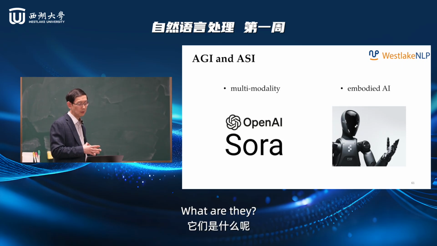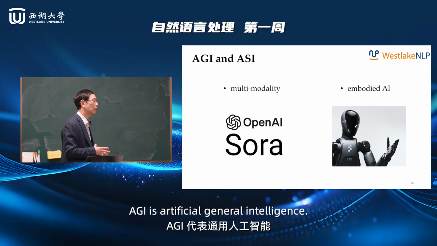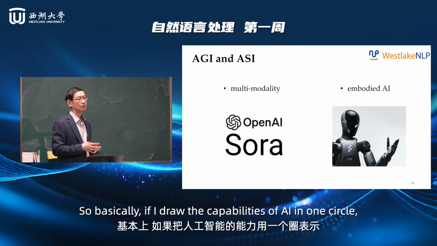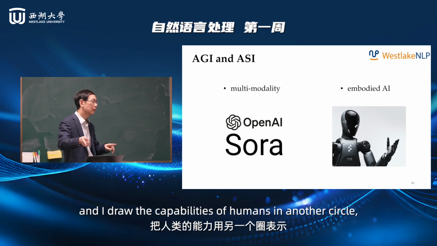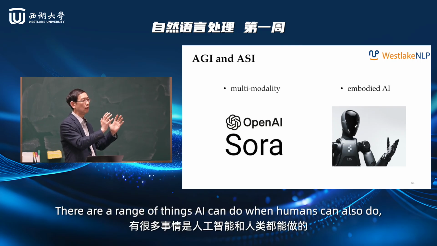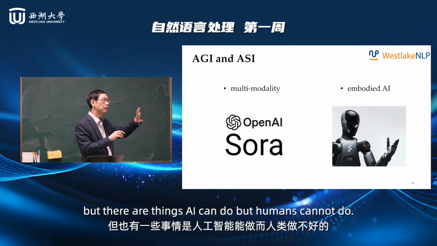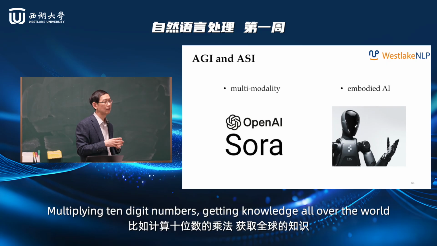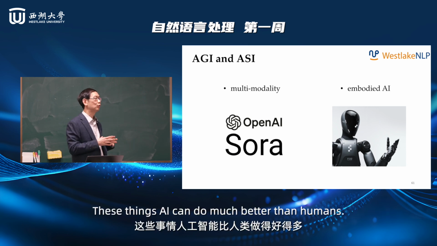AGI and ASI. What are they? AGI is artificial general intelligence. ASI is artificial superintelligence. Basically, if I draw the capabilities of AI in one circle, and the capabilities of humans in another circle, they have overlaps, right? There are a range of things AI can do and humans can also do. But there are things AI can do but humans cannot, like multiplying 10-digit numbers, or getting knowledge from all over the world. AI can do these things much better than humans.